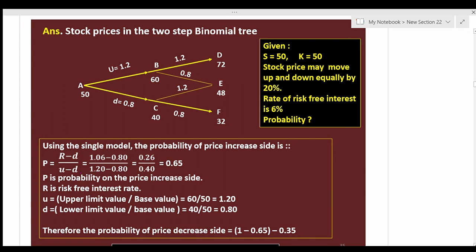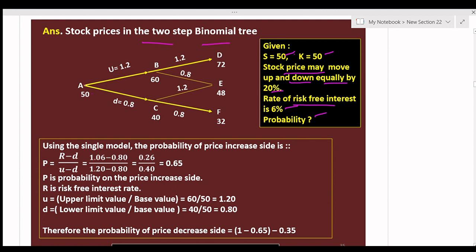Now what is given? S is equal to 50, spot price, and strike price is 50, and it is given that the stock price may move up and down equally by 20%. The risk-free rate of interest is given as 6%. Then we have to find out the probability. Now the stock price in the 2-step binomial tree is shown here.